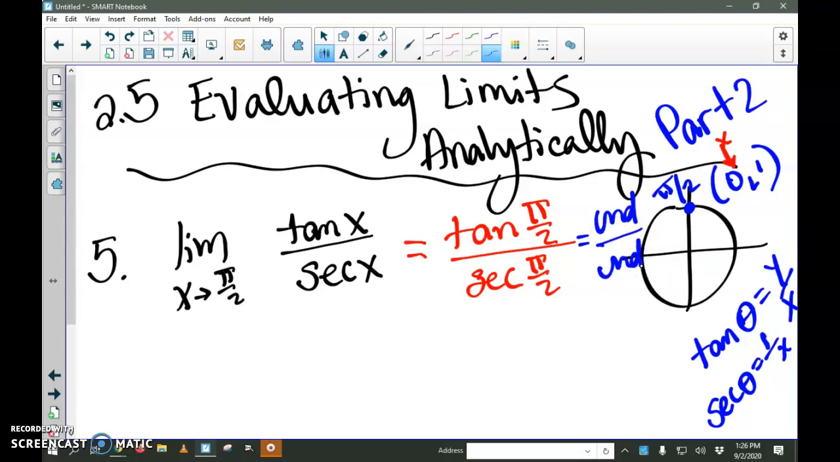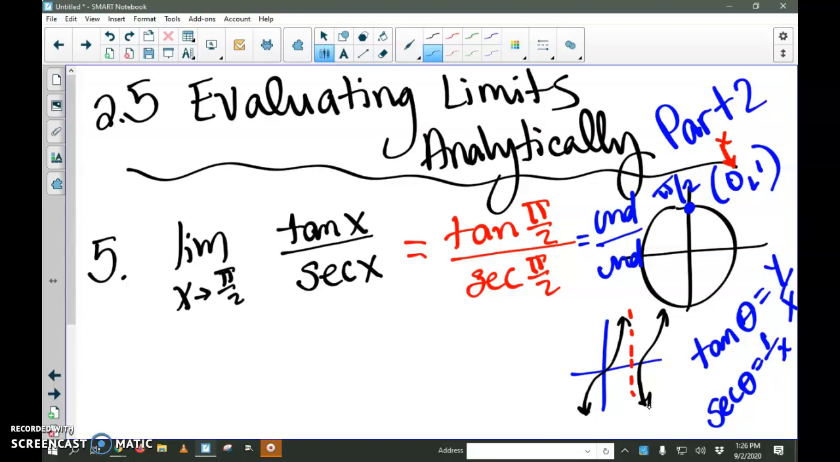Now, if you look at these things graphically, I believe the graph for a tangent function looks something like this. And you have a vertical asymptote at pi halves. So on the left side, you're headed towards positive infinity. On the right side, you're headed towards negative infinity. And so this is why it looks like the limit does not exist. I'm undefined, or I'm headed to infinity on one side, negative infinity on the other.